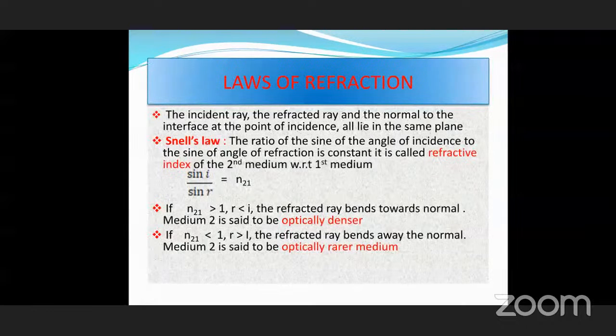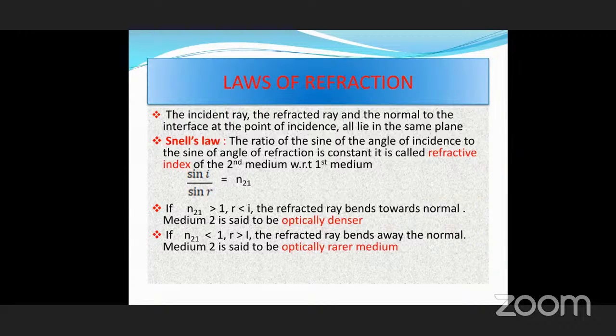Okay, before going to that, we can see some optically denser and optically rarer words. Density means mass density, which is mass per unit volume. That we call mass density. And here, optical density. Mass by volume is called density, you know it.